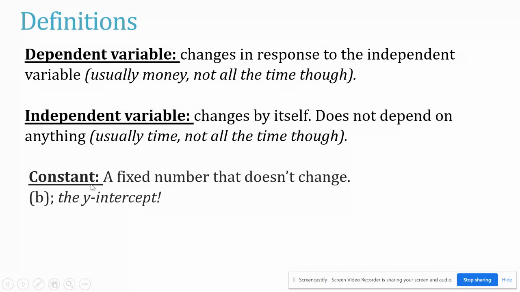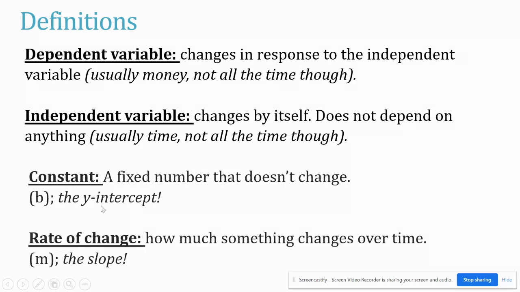Okay, a constant is a fixed number that doesn't change. A constant is also a number that doesn't have a variable next to it. If you have a number that has a variable next to it, that means that can change based on whatever that variable is equal to. A constant is a fixed rate. It's also the y-intercept, and it's going to be a starting point for these scenarios.